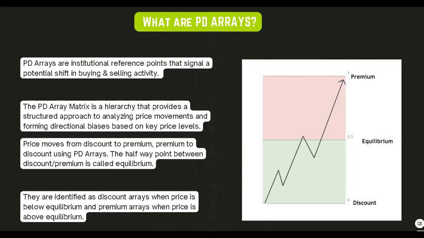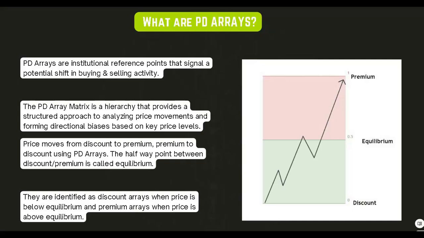The PD array matrix is a hierarchy that provides a structured approach to analyzing price movements and forming directional biases based on key price levels. Price moves from discount to premium, premium to discount, using PD arrays. So for price to move from the downside going to the upside, it requires PD arrays, or it uses PD arrays.